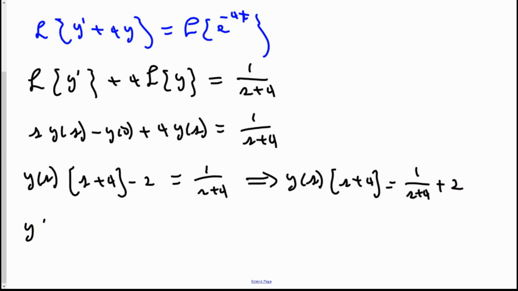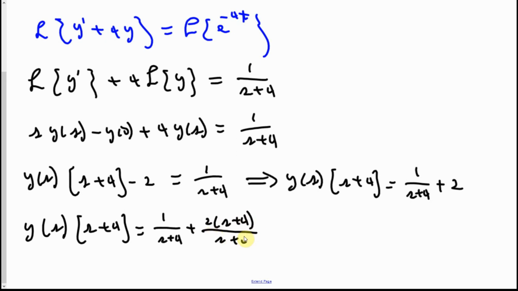Now let's simplify that right side. This is Y(s) times (s plus 4) is equal to 1 over (s plus 4) plus 2 times (s plus 4) all over (s plus 4), which is 2s plus 8 plus 1, which is 2s plus 9 over (s plus 4).